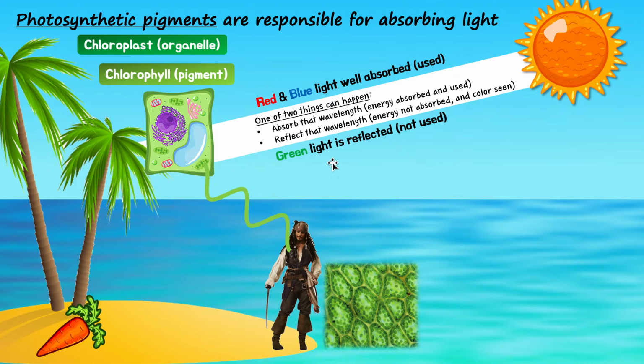And that's why we see plants as green, because green is the only wavelength that is not used. It is reflected back, so this wavelength will come back into our eyes, and therefore we will see it as green. So the reason why we see it as green is because it reflects green waves and absorbs every other kind of wave.